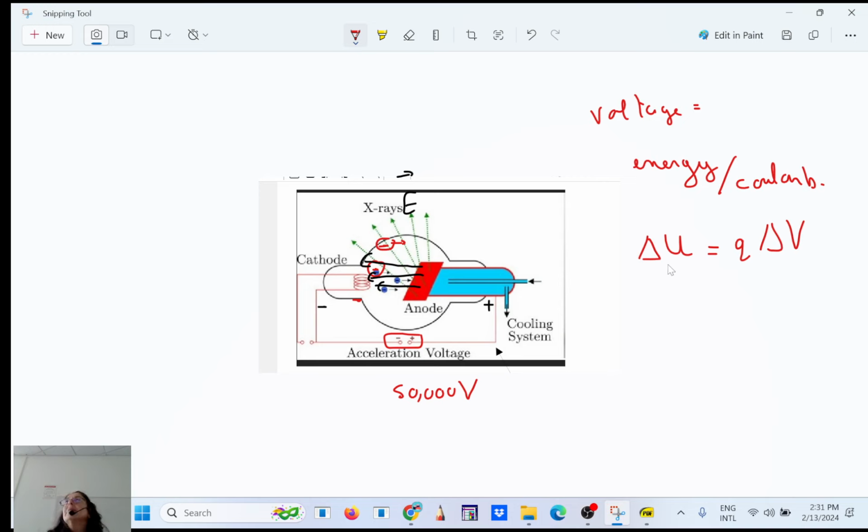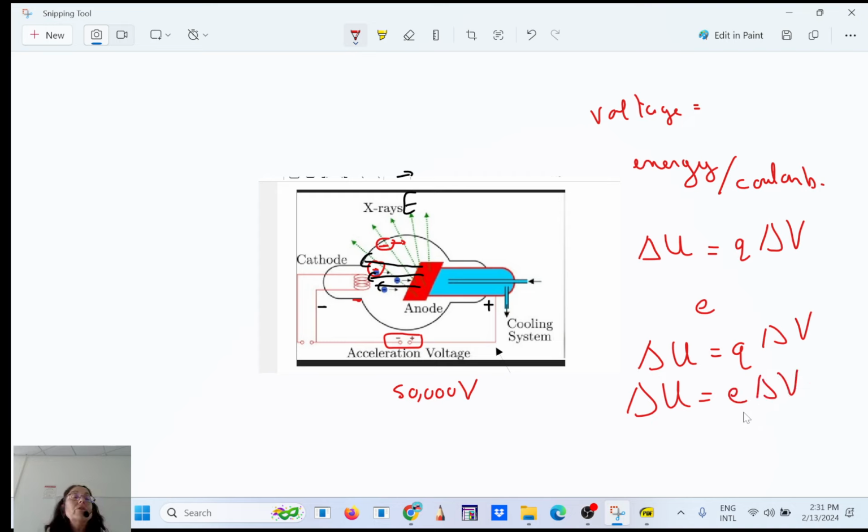Remember from two weeks ago, don't erase your memory, come on. If you have a battery of 12 volts, that will be per coulomb 12 joule. And if you have an electron, it's going to be 12 eV, because the potential energy will be the charge times the potential. So an electron is e delta V.